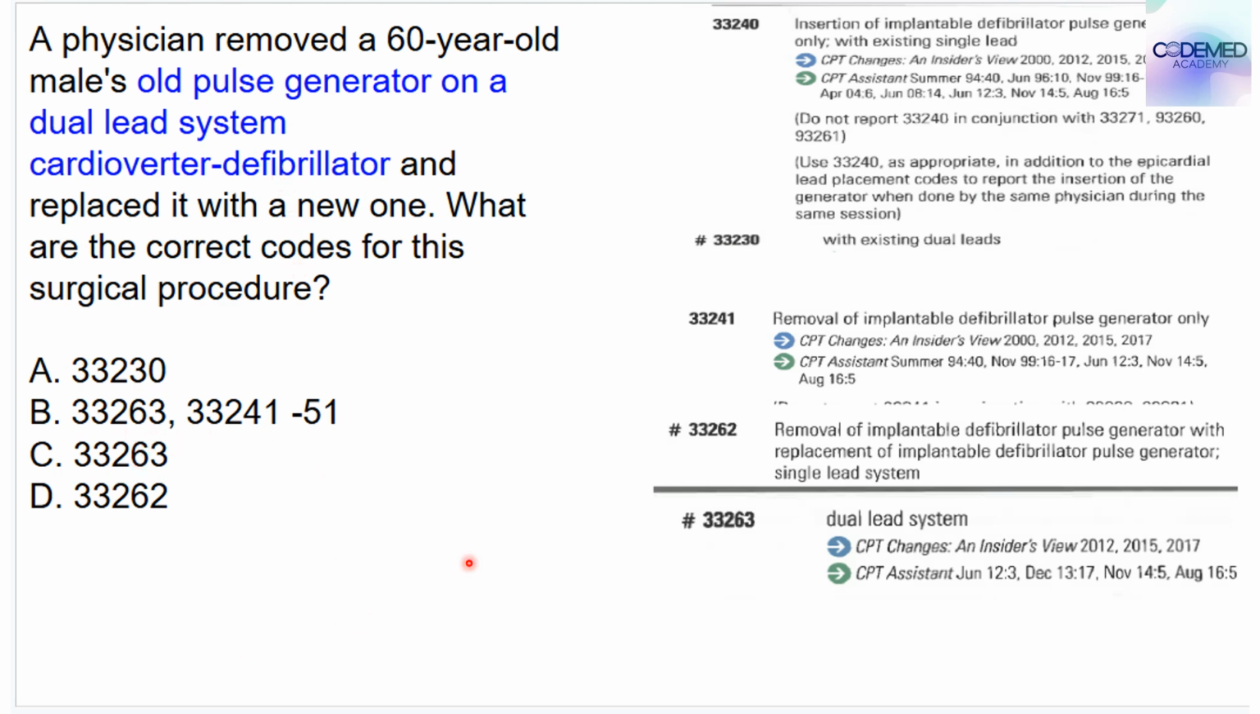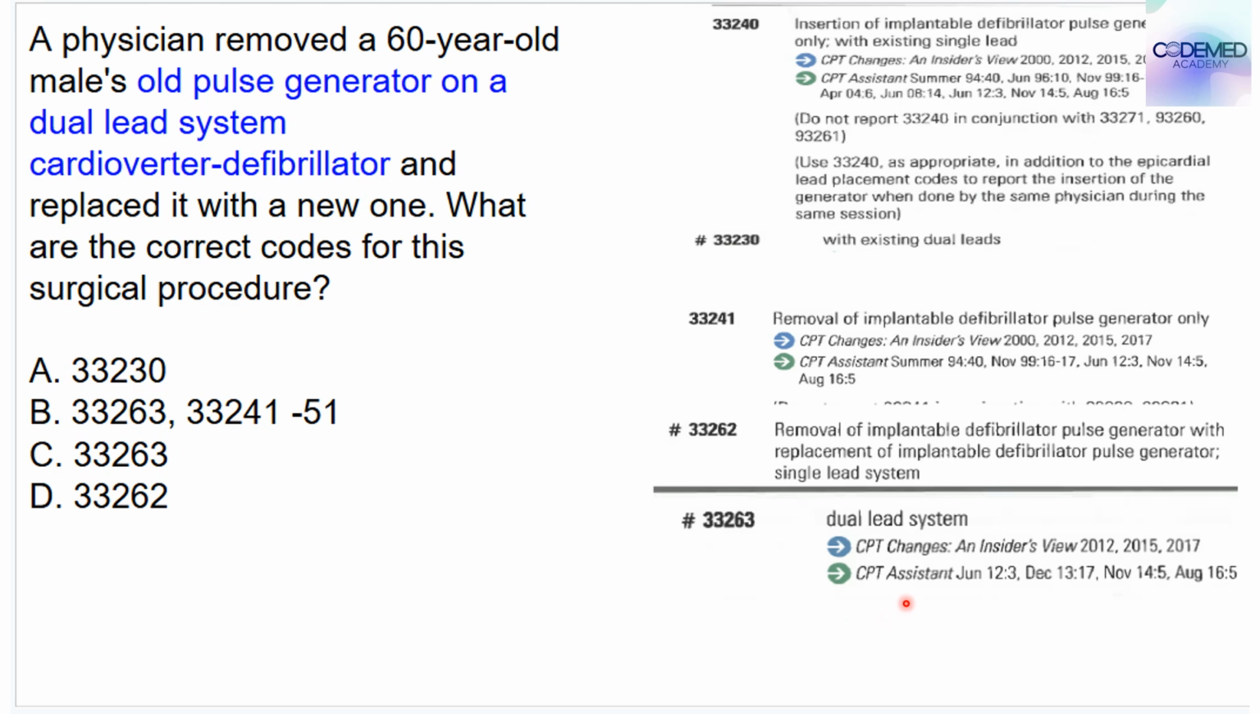Then 33263 is removal of the implantable defibrillator pulse generator with replacement of the implantable defibrillator pulse generator. And 33241 is removal of the implantable defibrillator pulse generator only. Now this code talks about both, and this code talks about only removal.